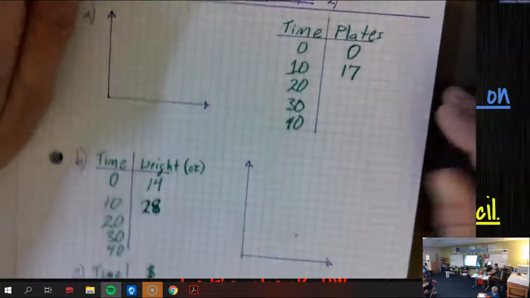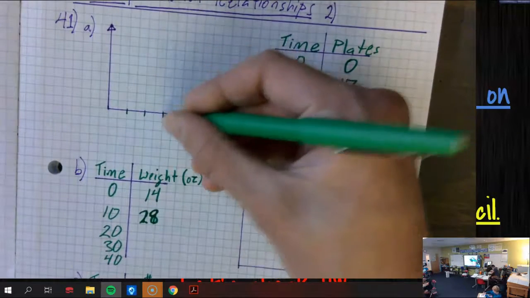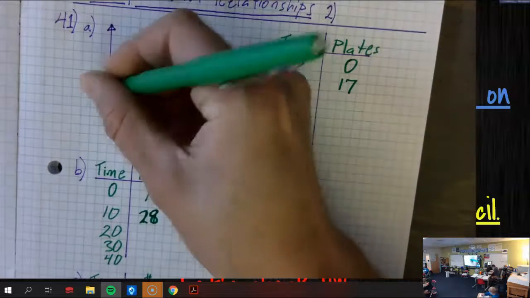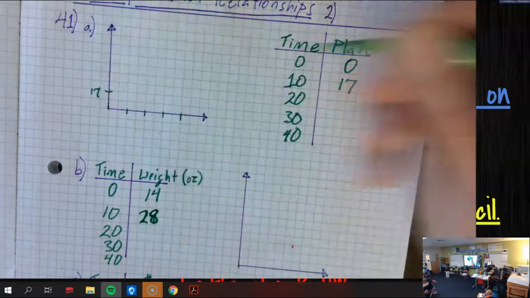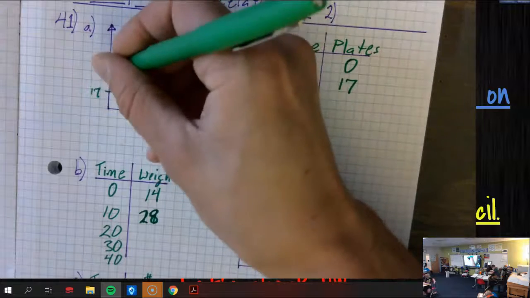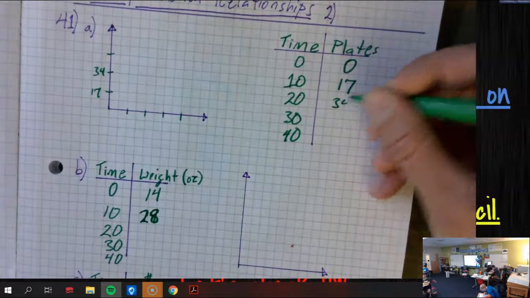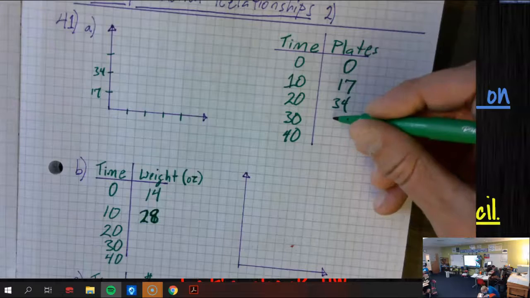So Max said, well, couldn't I just, instead of 10, 20, 30, 40, make it like 17? Yeah, we can make the scale whatever we want. So if I make 2 boxes 17, 2 boxes 34, that's what I'm doing. Am I allowed to do that? 2 boxes 40, 51.